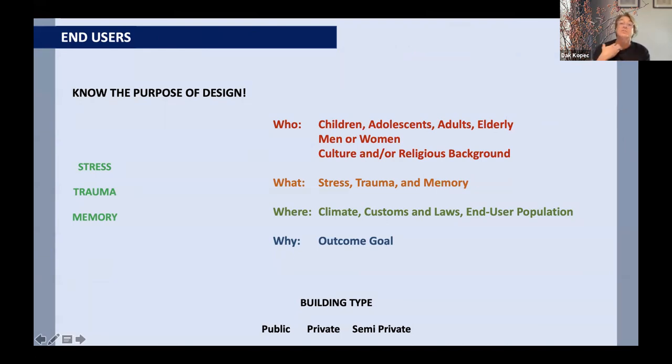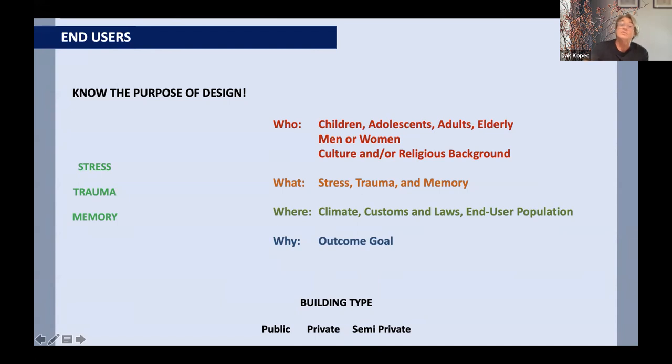Whereas what I'd like to do is propose that we start looking before we even start designing. We look at who it is that we're designing for. Are they children? Are they adolescents, adults? Are they elderly people? Because each one of these groups perceives and understands the environment differently. And when they perceive and understand it differently, that means that also the way that stimuli affects them is going to be different.